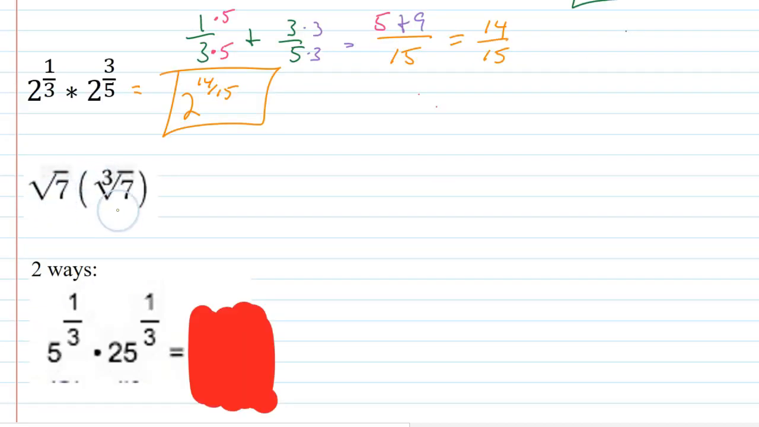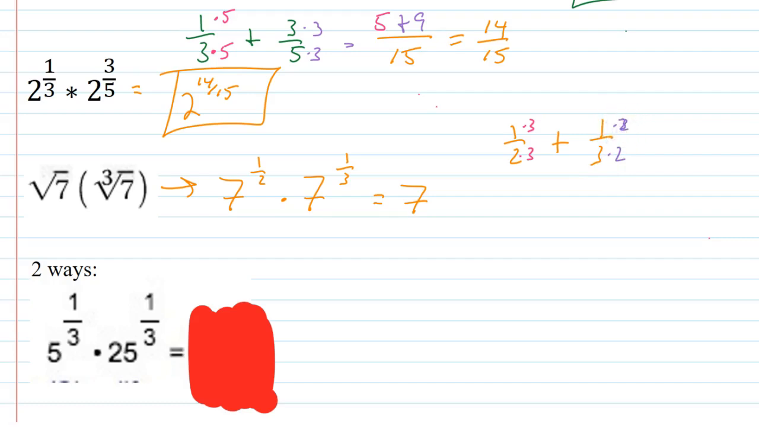Next, I have the square root of 7 times the cubed root of 7. Well, I can't multiply these because they have different radicals. So what I'm going to do is change them into rational exponents. 7 to the power of 1/2 times 7 to the power of 1/3. Now I know I have a common base of 7, and I can add these fractions. I need common denominators. I'm going to multiply the 3 times the 2. Whatever I do to the bottom, I do to the top. I'm going to multiply the other 3 times a 2. Whatever I do to the bottom, I do to the top.